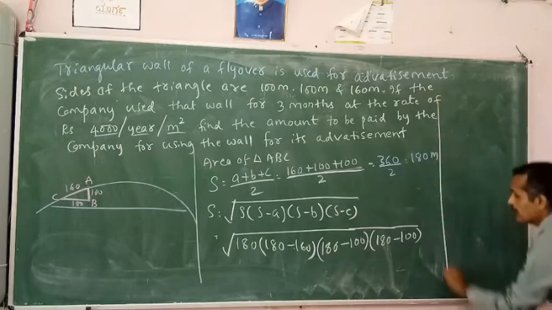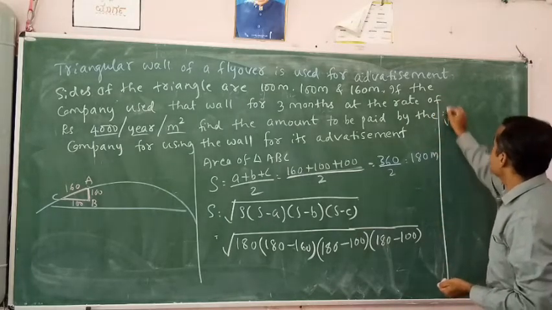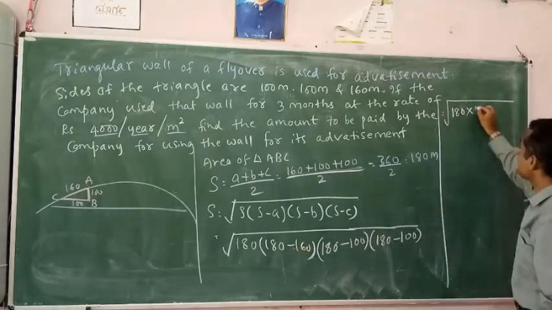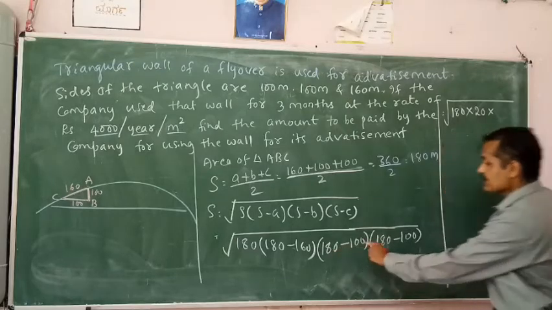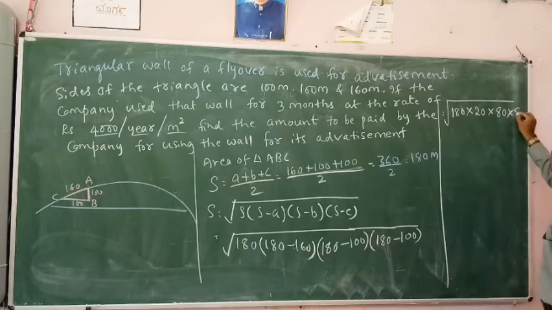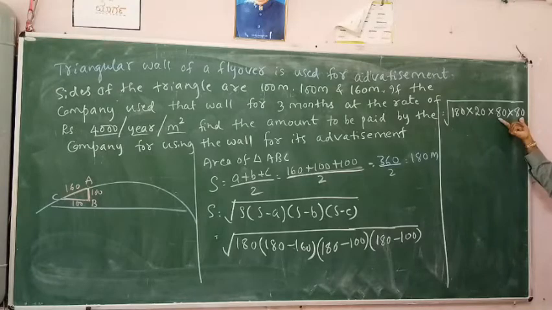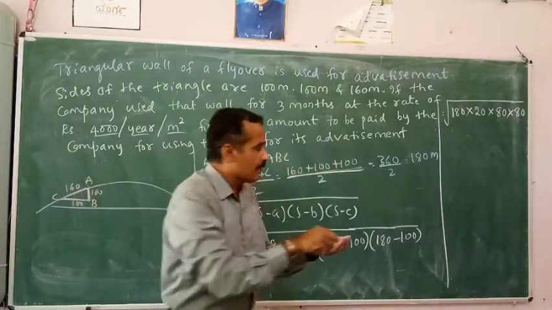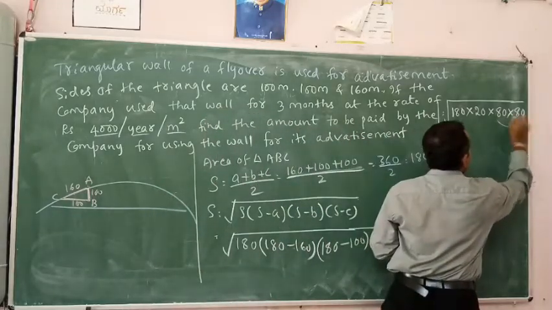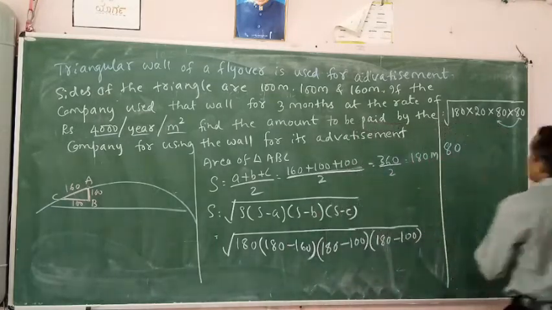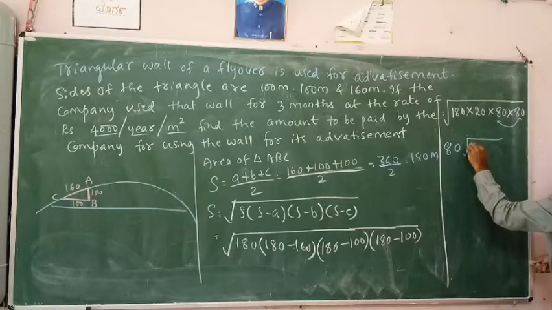Okay, let me continue here, which is equal to under root 180, see properly, into this is 20, this is 80, again into 80. Listen to me, my dear children, listen. There are two 80s. I am not at all going to split that 80 because two 80s are available. So those two 80s together make 180 out. Under root, I will make this as 90.